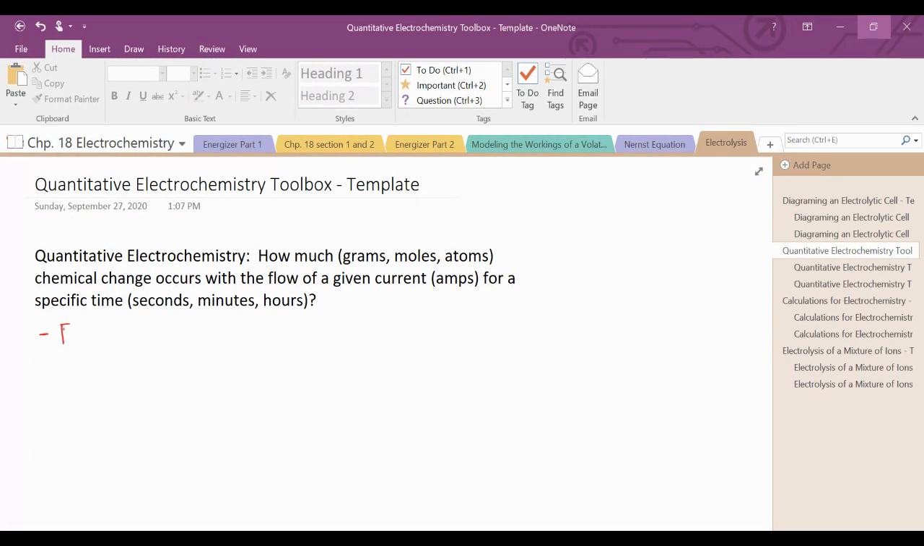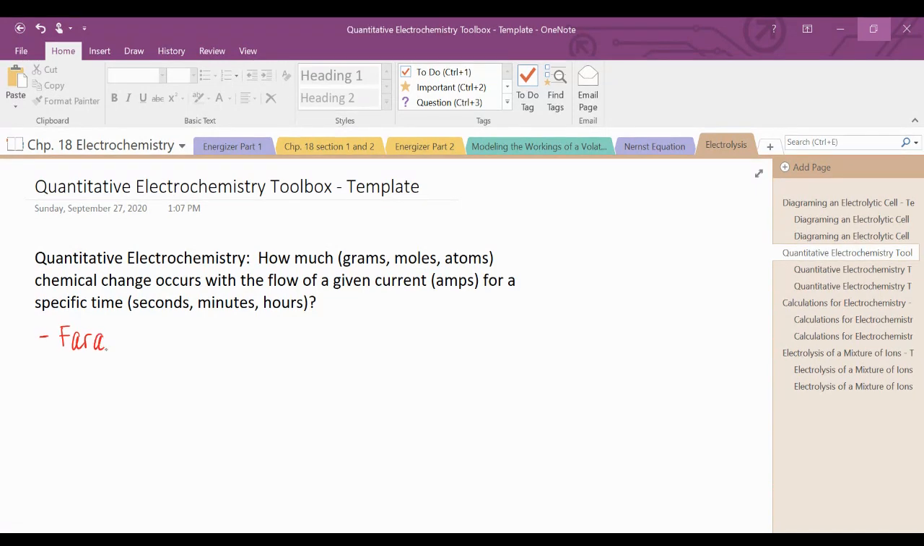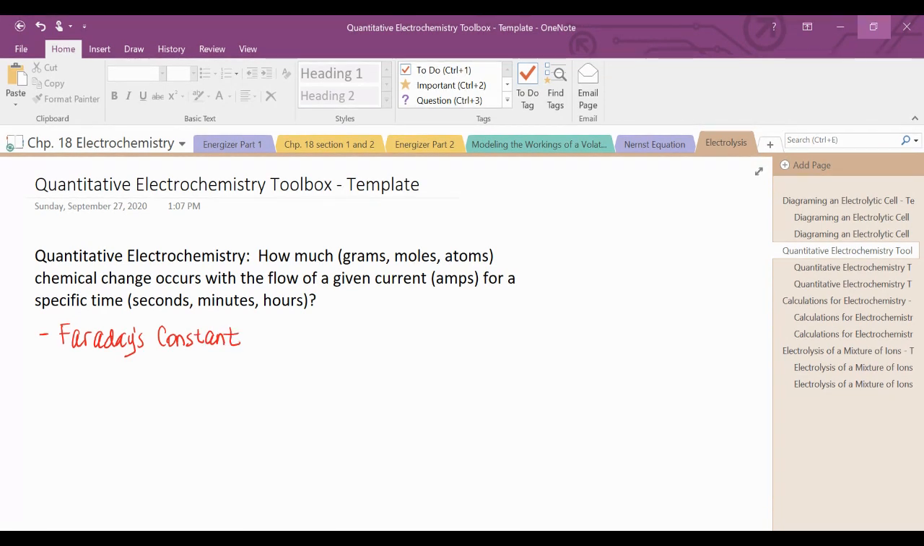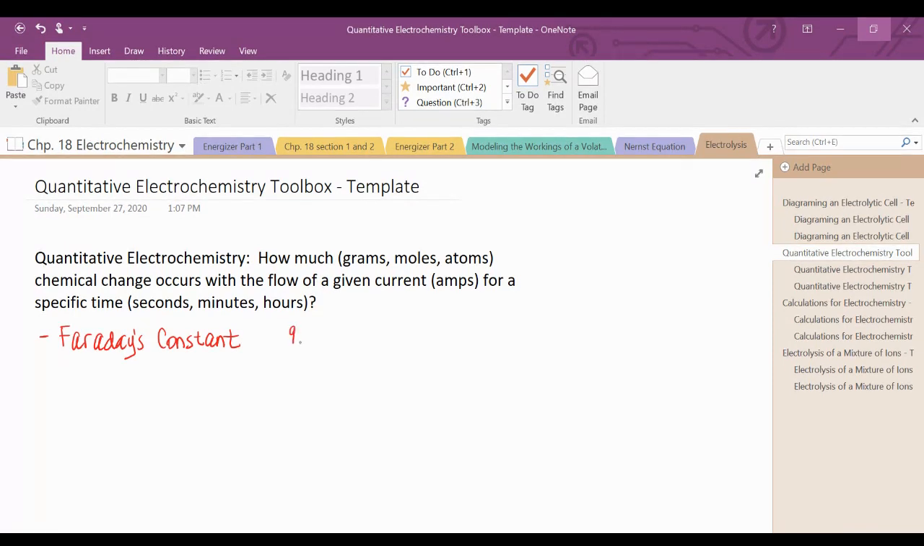The first one is known as Faraday's constant. And we want to think of Faraday's constant as a bridge. It is our bridge between electrochemistry and stoichiometry. And so what this tells us is how many coulombs per mole of electrons. And it's a number that you're going to need to memorize. So there are 96,485 coulombs for every mole of electrons.